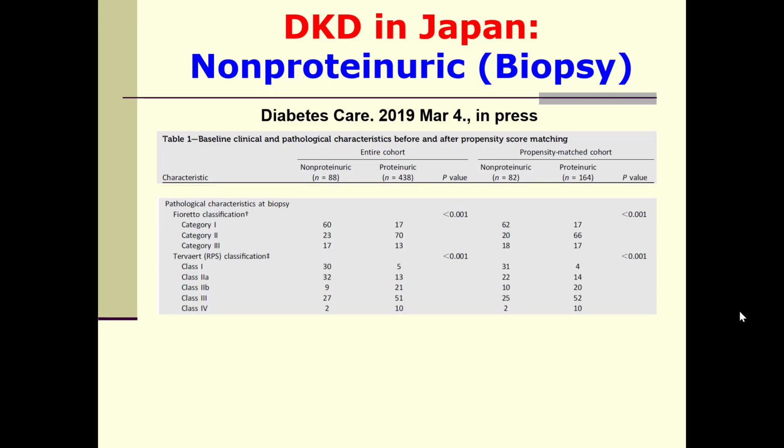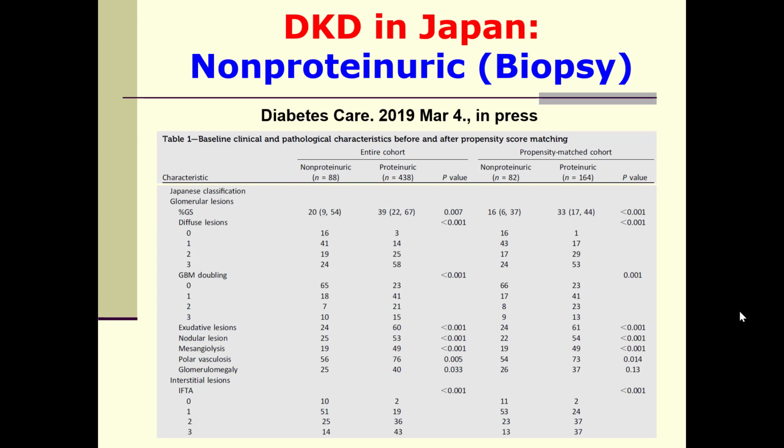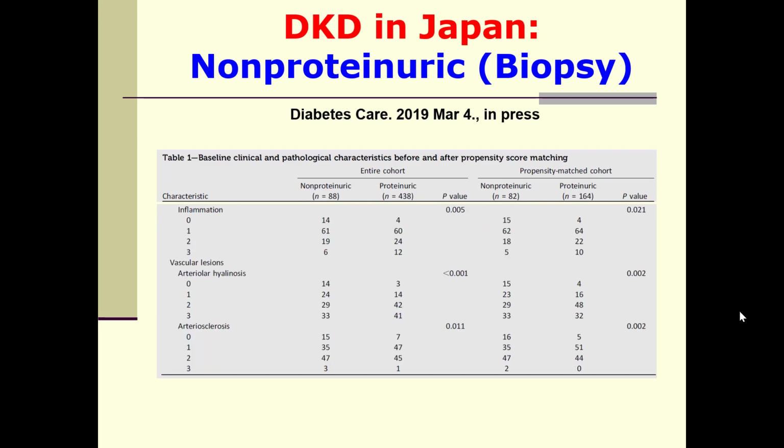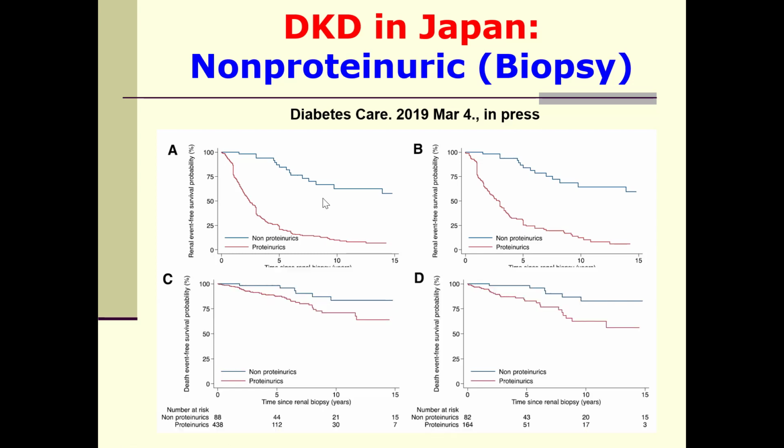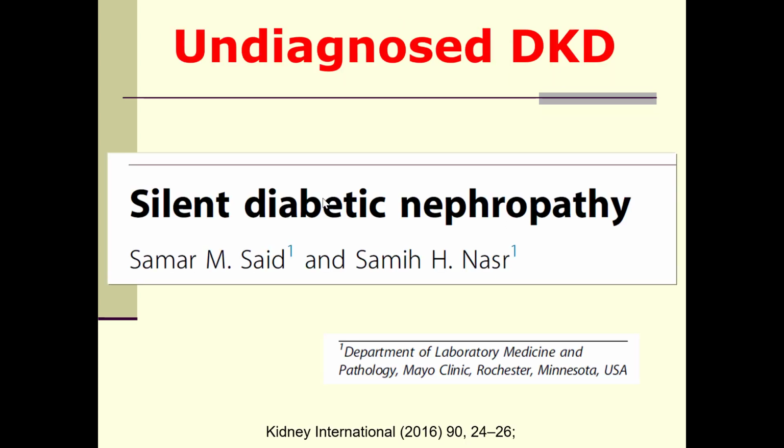In all aspects, as you see, for the glomeruli, the interstitial lesions, inflammation, vascular lesions and arteriosclerosis. Again, pathology is there even if there is no proteinuria, but it is less intensive and less severe. More importantly, non-proteinuric diabetic kidney disease carries a better outcome. This is renal event-free survival. The progression toward end-stage kidney disease is less with non-proteinuric cases, and survival is even better.